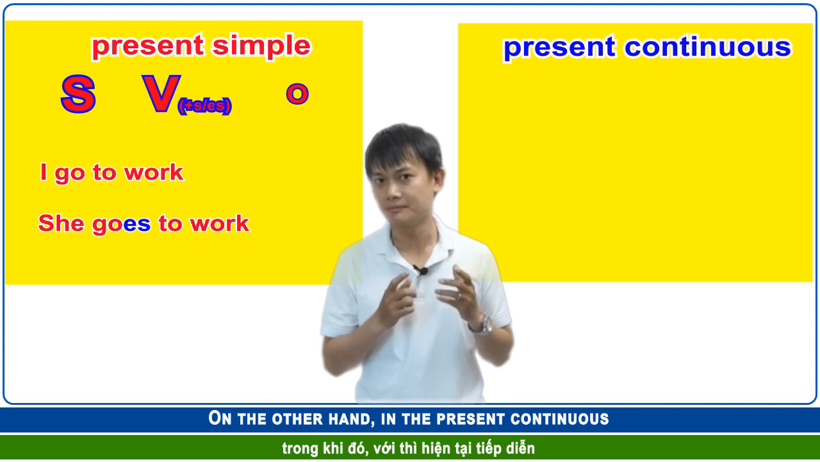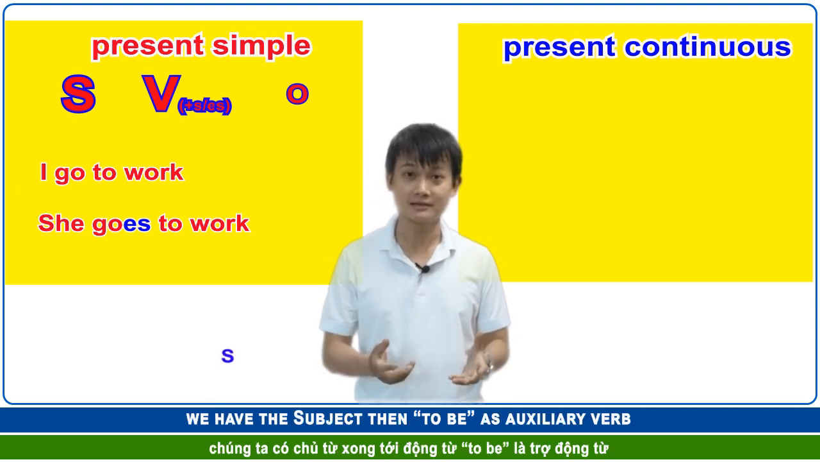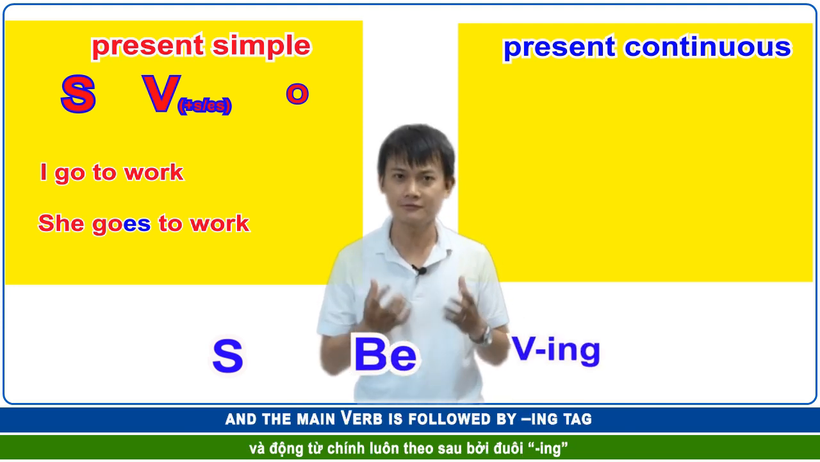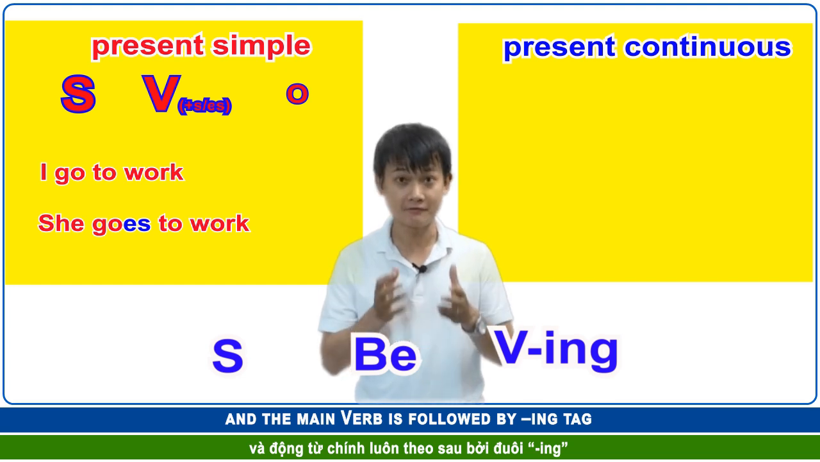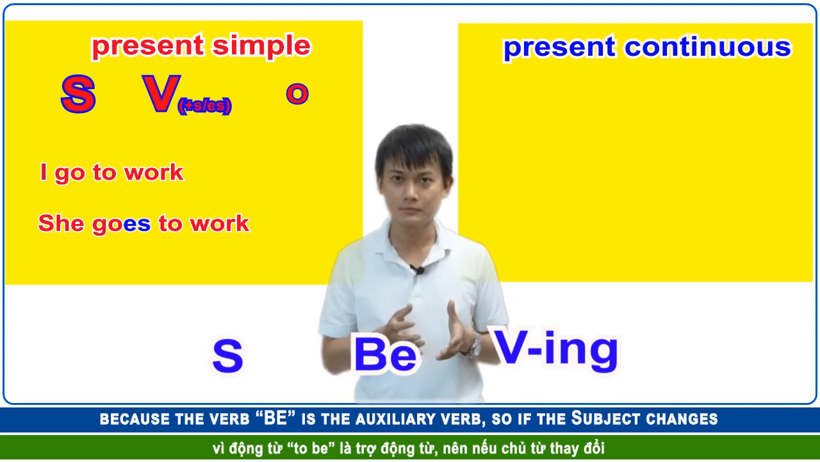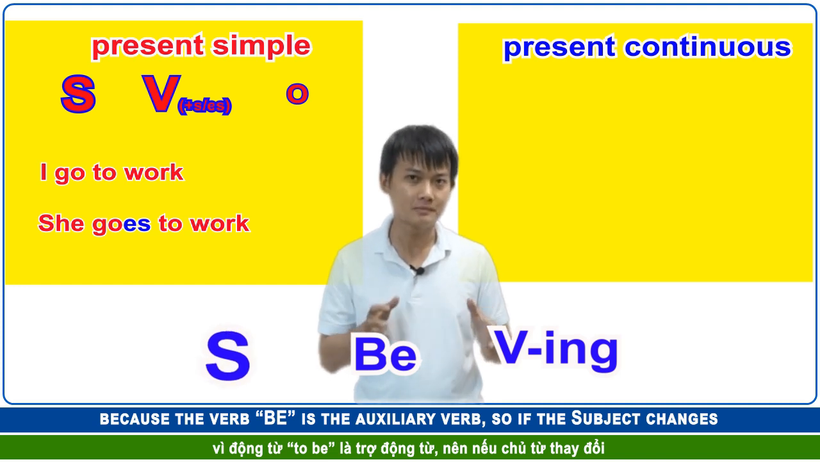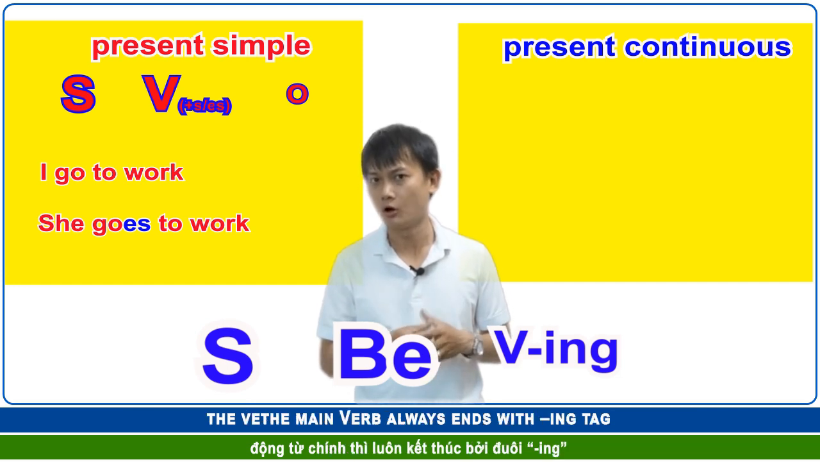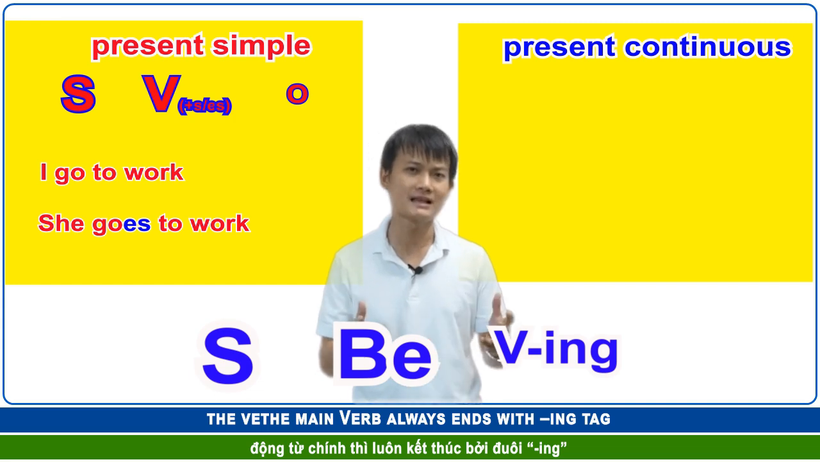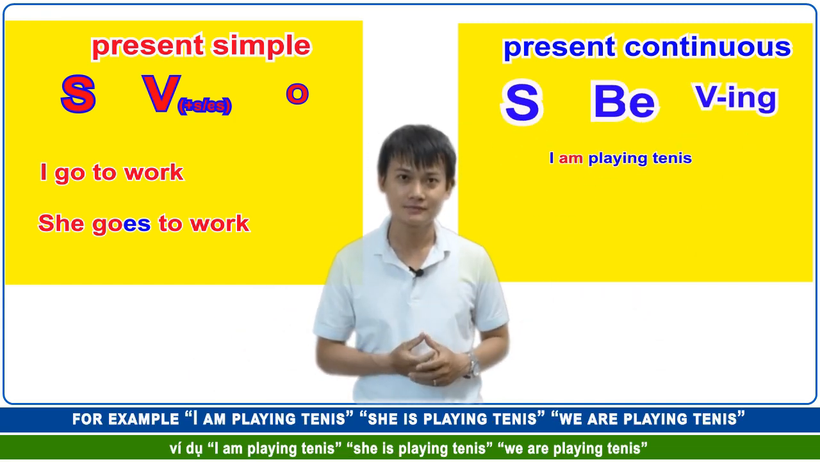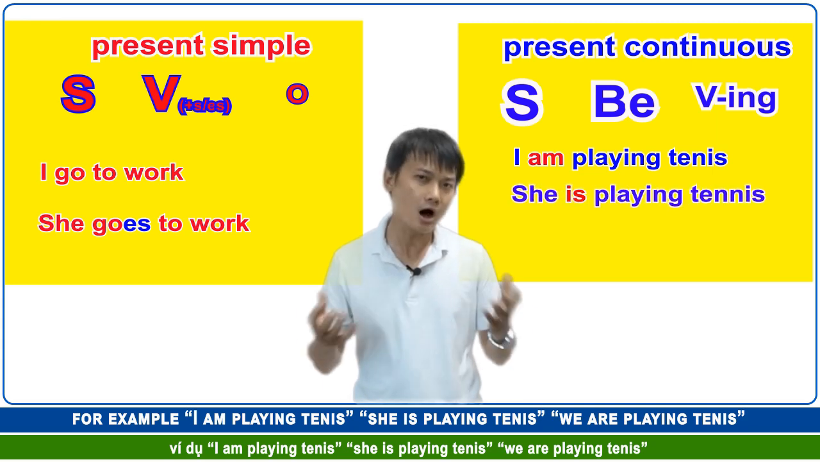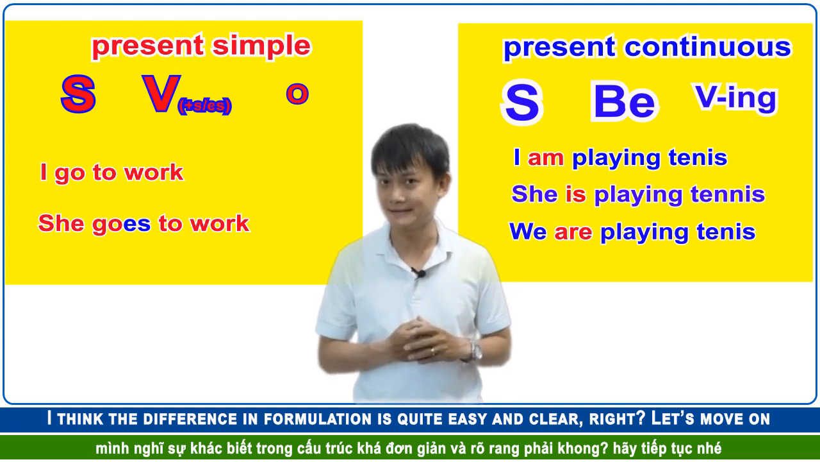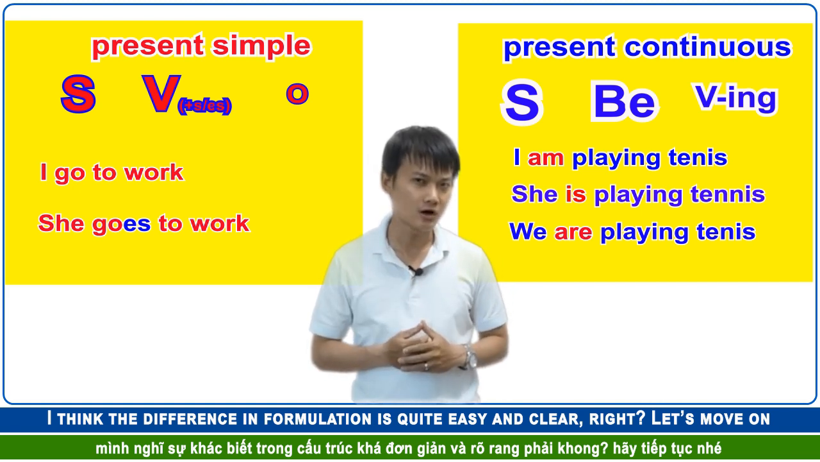On the other hand, in the present continuous, we have the subject, then the verb to be as the auxiliary verb, and the main verb is followed by the ing tag. If the subject changes, the verb to be will change, which you may know the rule. The main verb always ends with the ing tag. For example, I am playing tennis. She is playing tennis. We are playing tennis. I think the difference in formulation is quite easy and clear, right? So let's move on.